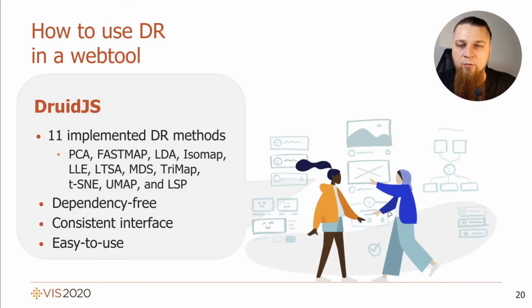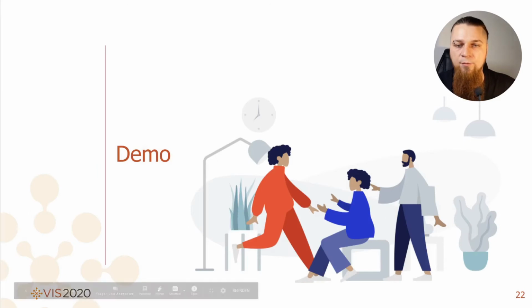Our JavaScript library DruidJS implements in the meantime 11 DR methods, is dependency-free, has a consistent interface, and is easy to use.